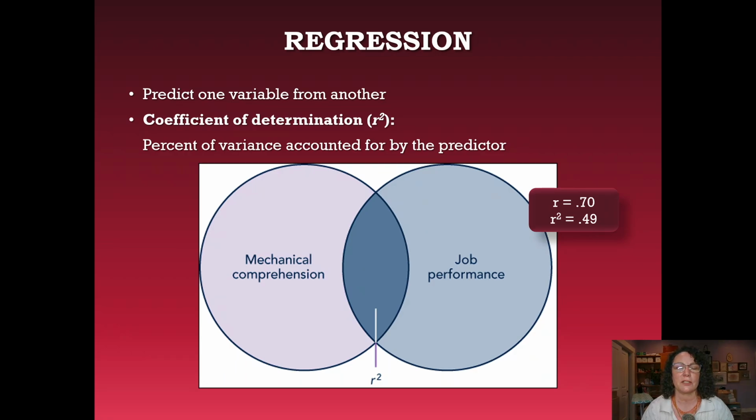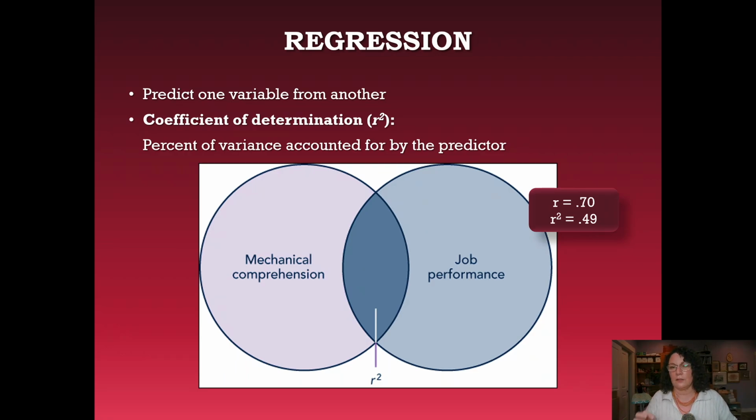We can use the coefficient of determination, which is basically taking that R value and squaring it. And that gives us insight into the percent of variance that's accounted for by the predictor. So here we have the mechanical comprehension overlapping with job performance. Our R had been 0.7, so I squared it, and that gave us 0.49. So what that means is that about 49% of the variability between people on job performance would be accounted for by their mechanical comprehension score. So if we know their mechanical comprehension score, we'd be about 50-50 being able to predict their job performance.